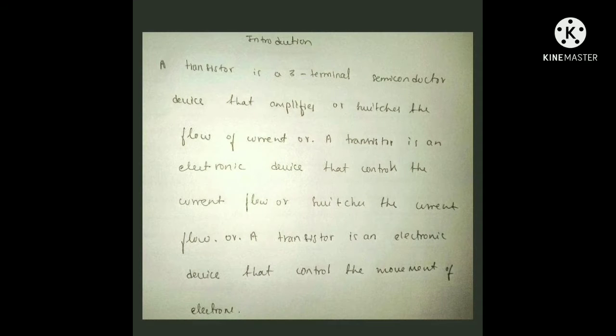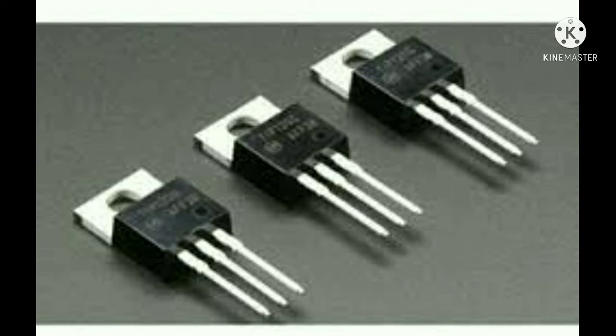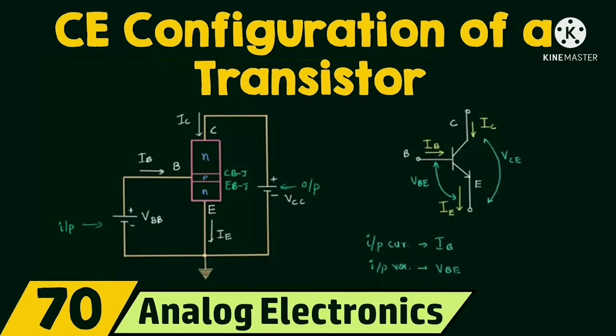Introduction. A transistor is a three-terminal semiconductor device that amplifies or switches the flow of current. Or a transistor is an electronic device that controls the current flow or switches the current flow. Or a transistor is an electronic device that controls the movement of electrons. In simple words, we can say that it's a semiconductor device used to amplify or switch electronic signals and electrical power.